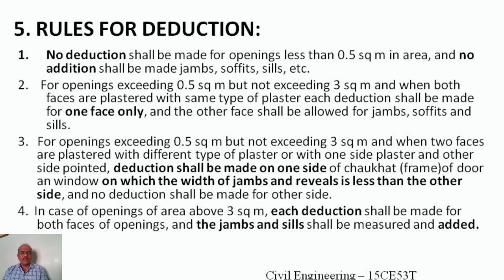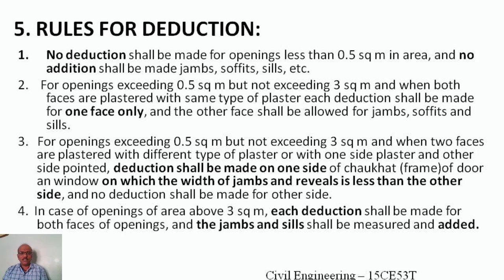In case the opening area is more than 3 square meter, deduction on both sides is done, and sills, jambs, soffits have to be measured separately and added to the quantity of plastering. This is regarding the rules of deduction.